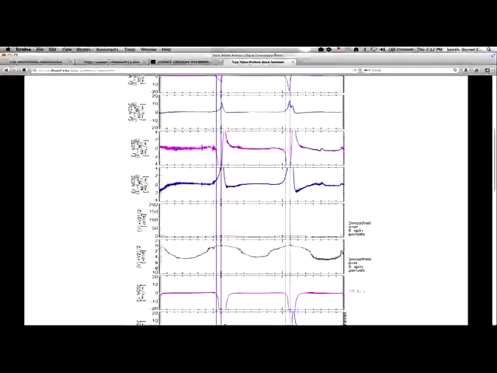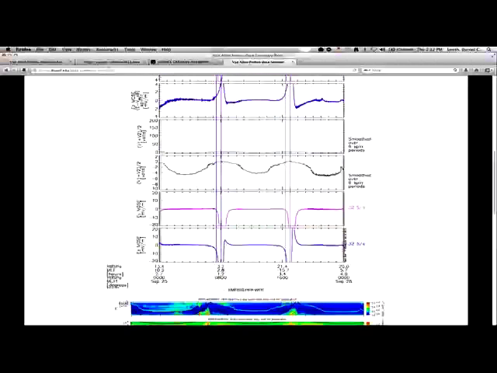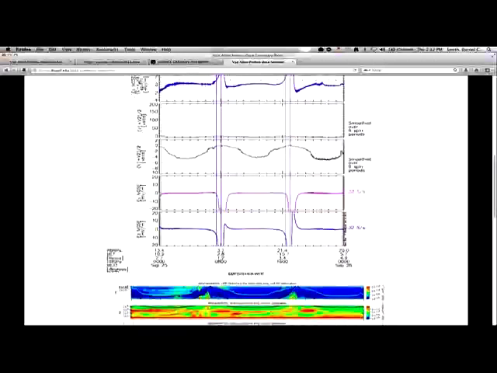And then the next two panels, that's interesting. I don't know what those bottom two panels are, but the two panels that are the V1 plus V2 over 2, those are the spacecraft potential that I was talking about.